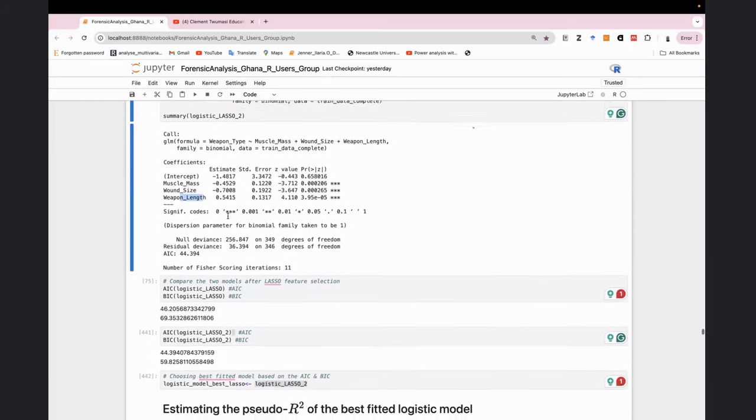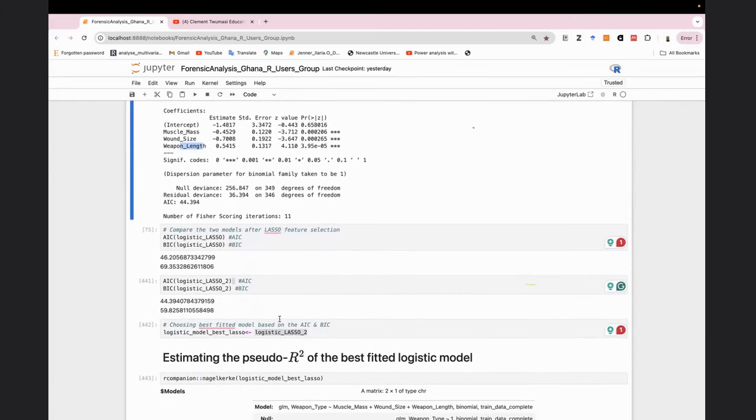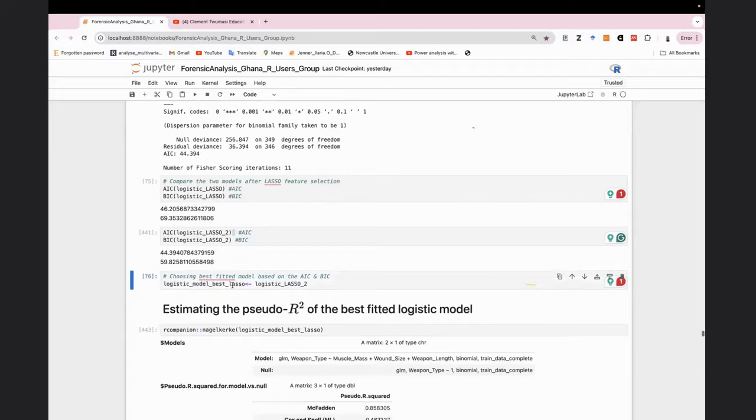So it meant that, okay, that's fine. We are almost there. So here, the model based on the lasso regression, where we've taken away BMI and the location, we are now calling the best logistic model. Okay, and that's the best logistic model.